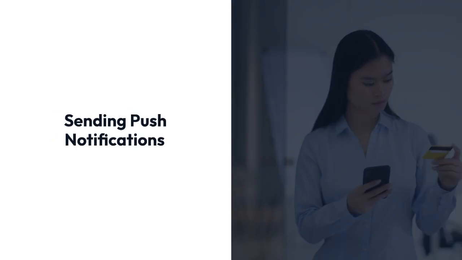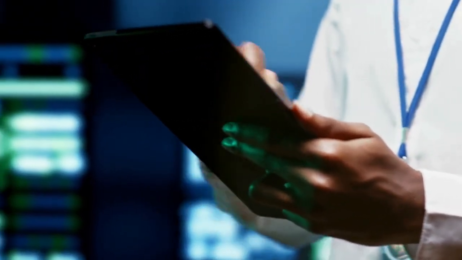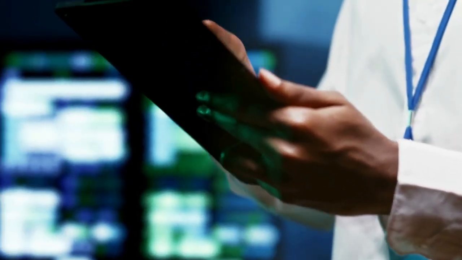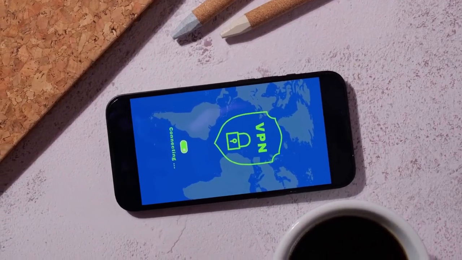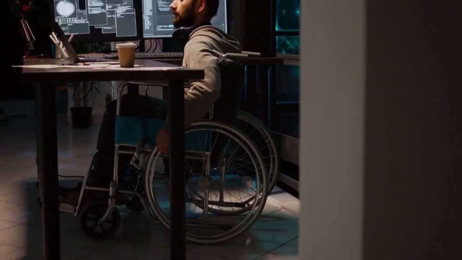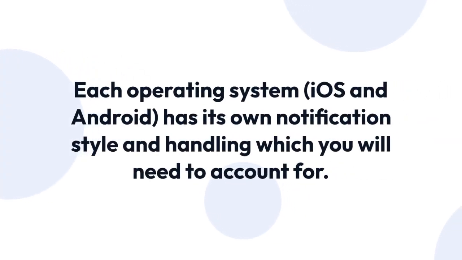5. Sending push notifications. Now that you've got the device token, you can use it to send targeted push notifications to that specific device through the chosen notification service, FCM, or APNs. You'll send the notification message along with the device token to the service, which will then deliver the notification to the device. Remember that each operating system, iOS and Android, has its own notification style and handling, which you will need to account for.